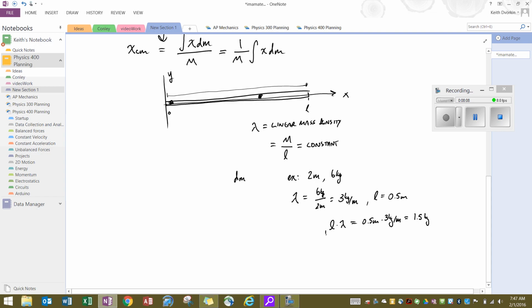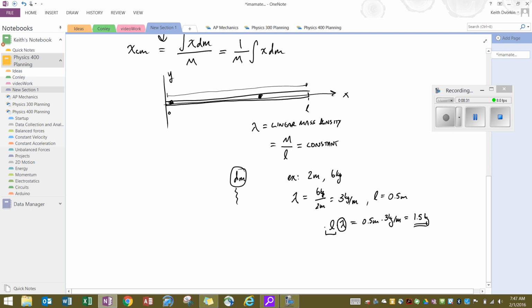So if we take the length that we have and we multiply it by this constant, the linear mass density, then we can get the amount of mass that we have. So if we're trying to find the mass of this little chunk of dm, all we have to do is multiply dm, or whatever length we're interested in, by lambda.